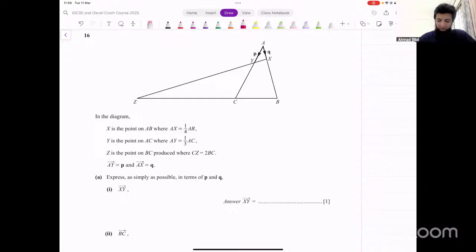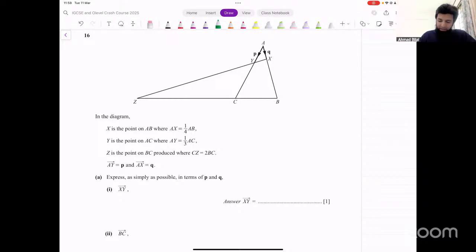Now they're talking about lengths here, right? But since they are in the same direction, we can say the same thing about vectors as well, even though here they're talking about the lengths. Why? Because they don't have these arrows on top. But since they are parallel, we can say that the vectors are also going to be in the same ratio because the directions are the same. All right.